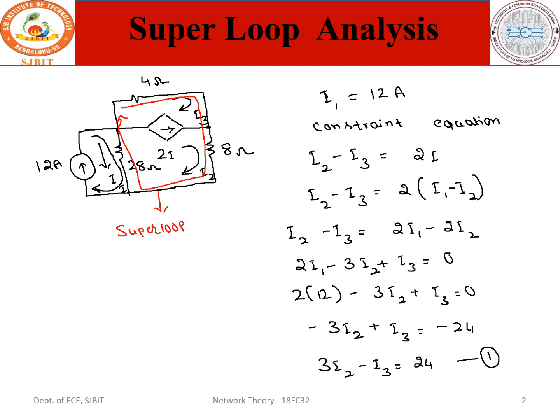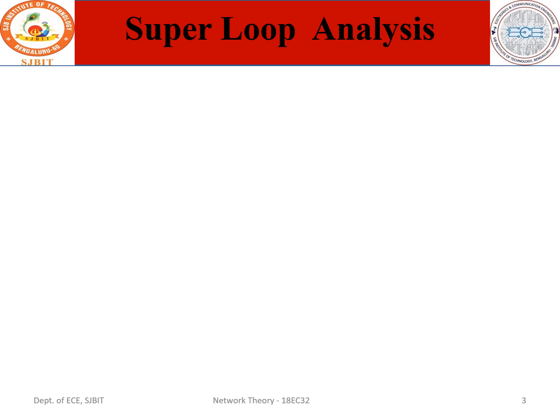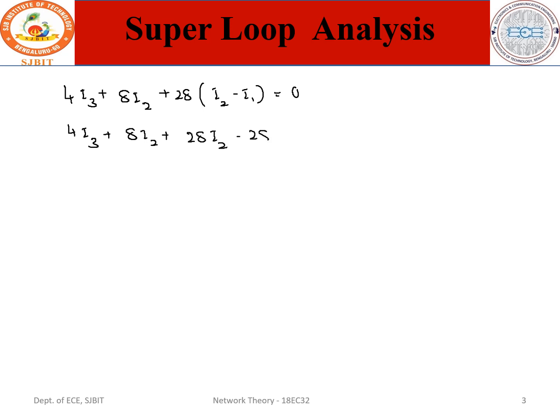Next, you can apply KVL for the super loop. So what is the super loop now? This whole loop that I have marked in red color is the super loop. Then apply KVL for that loop. Then we can write the equation like this: 4I3 plus 8I2 plus 28 into I2 minus I1 is equal to 0. This is 4I3 plus 8I2 plus 28I2 minus 28I1 is equal to 0.